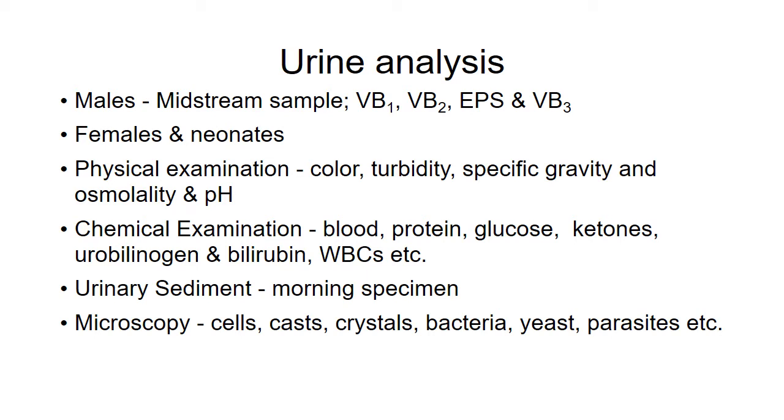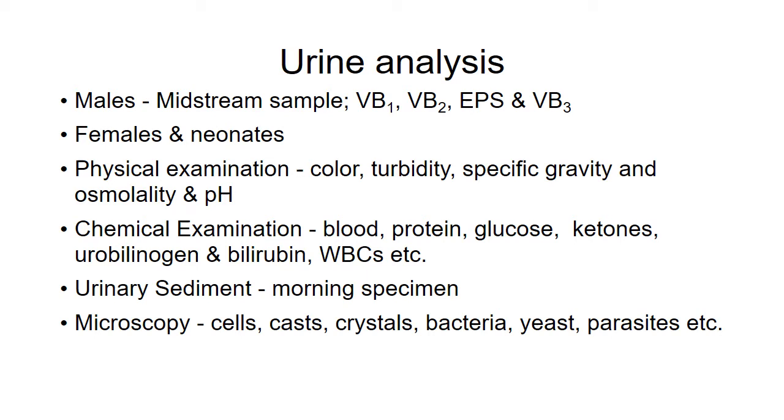pH of urine is between 5.5 to 6.5. If it is 4.5 to 5.5, it is acidic. And if it is more than 6.5, that is 6.5 to 8, then it is alkaline. Now moving to chemical examination. Urine dipsticks are used to detect abnormal substances like blood, protein, glucose, ketones, urobilinogen, bilirubin, WBCs, etc.